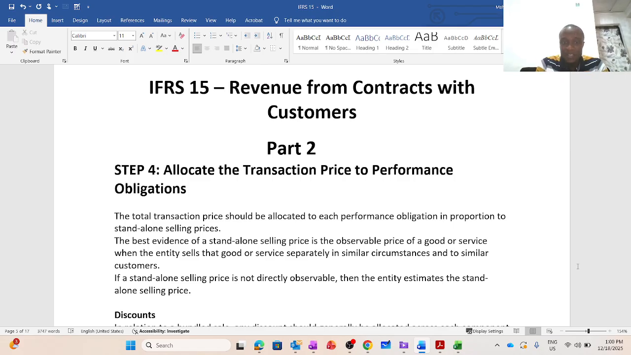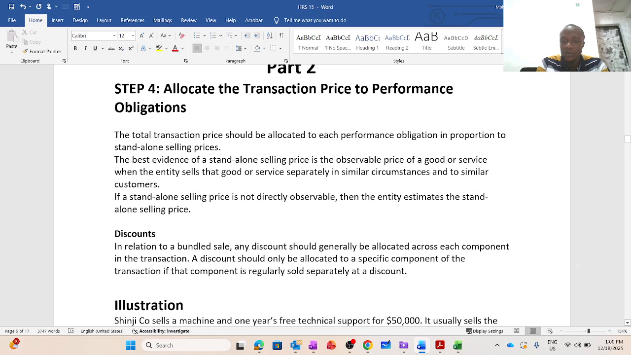The best evidence of standalone selling price is the observable price of the goods or services when the entity sells those goods or services separately in similar circumstances and to similar customers. So if you can sell the computer without offering the services to the customer, the price we are going to charge for that particular computer is the observable price. It is the price that we are going to sell to all customers, regardless of your age or your circumstance. So that is the standalone selling price.